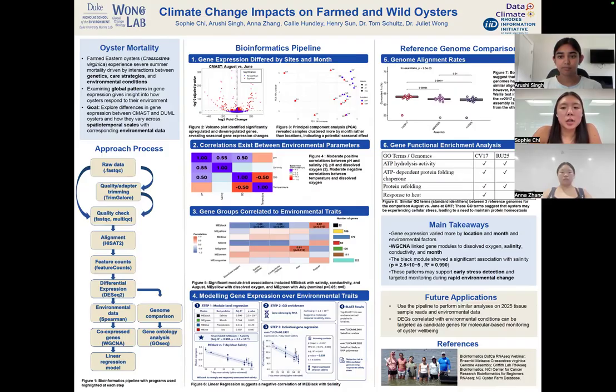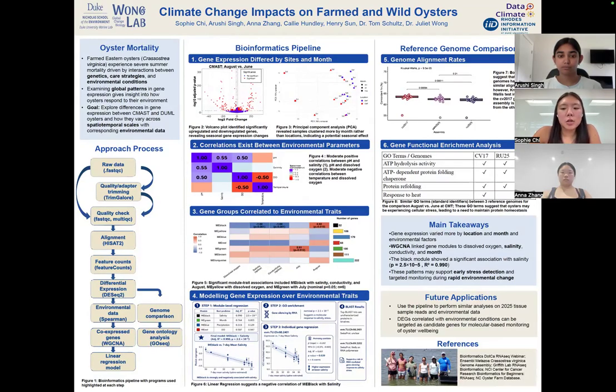Our primary goal is to identify any differences in gene expression between oysters at the Duke Aqua Farm and oysters at CMAS, which is NC State's marine lab. Our secondary goal is to analyze how patterns in gene expression might be correlated with environmental variables to help explain how oysters are responding to climate change and if these findings can be used to reduce mortality.